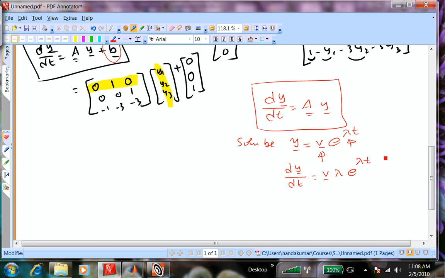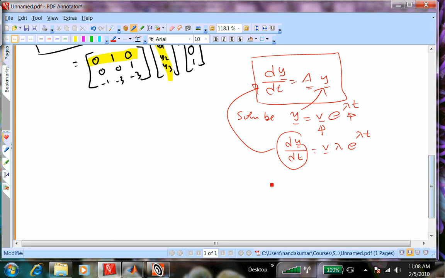Okay. Now, take this and substitute on both sides. On the left-hand side, dy/dt, and on the right-hand side, A y. So you're going to get v lambda e to the power lambda t is equal to A, which is the matrix, multiplied by y, but y is v e to the power lambda t. Okay? So e to the power lambda t appears on both sides. I can cancel that out.